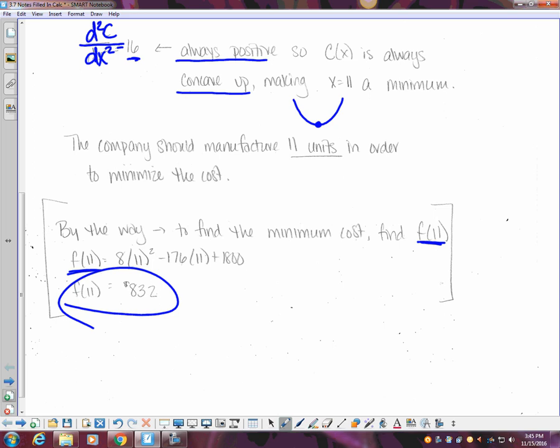From what I have read, they're very big on making sure you have units of measurement, especially on your word problems. So that's why I have 11 units. And if they were to ask this, $832.